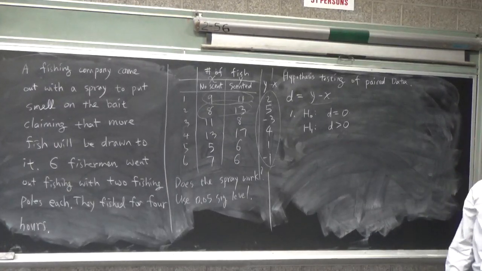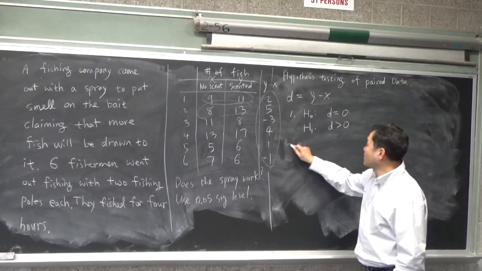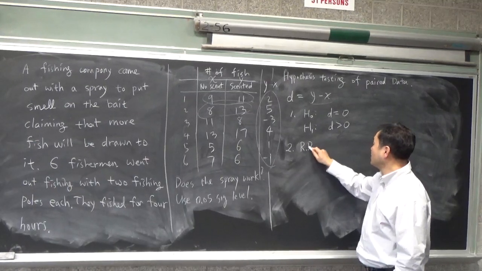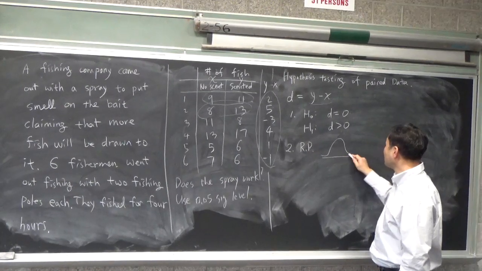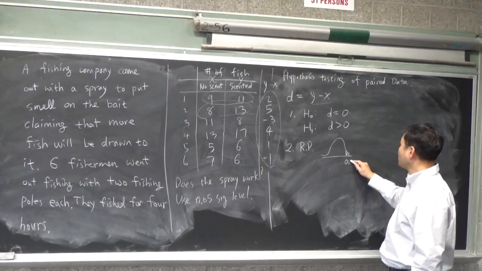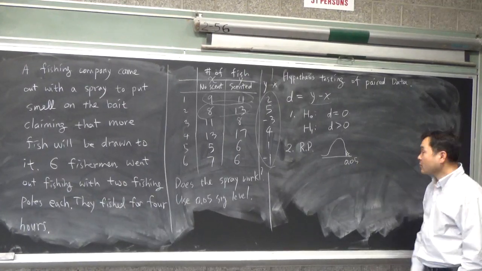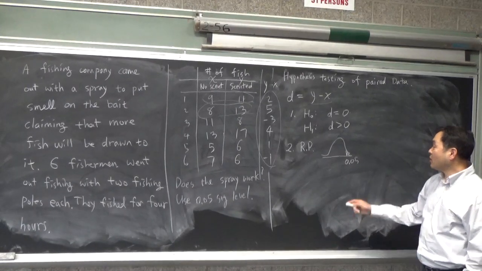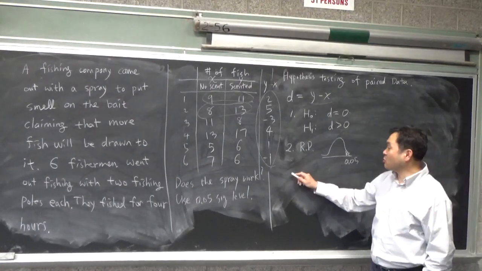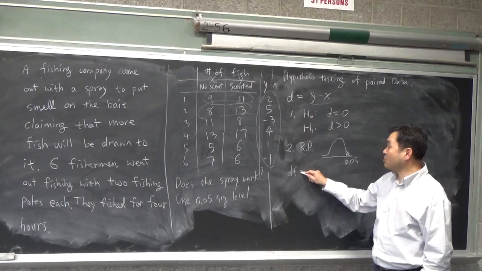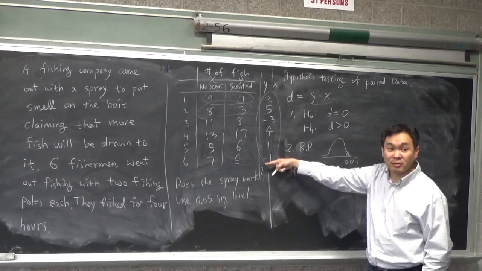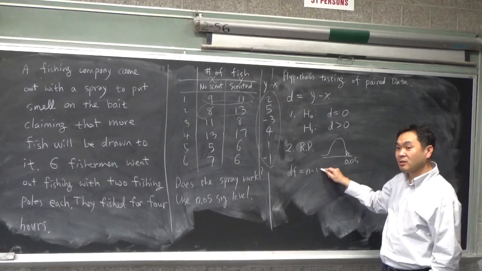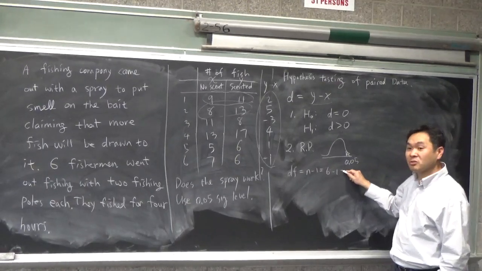So we would use right tail. This will be right tail. So the rejection region will be like this with the right tail, 0.05 on the right side. And for this one, because we're using T distribution, we need the degrees of freedom. What's our degrees of freedom? How many data points do we have? 6. Right? Degrees of freedom is n minus 1. So this is 6 minus 1, which is 5.